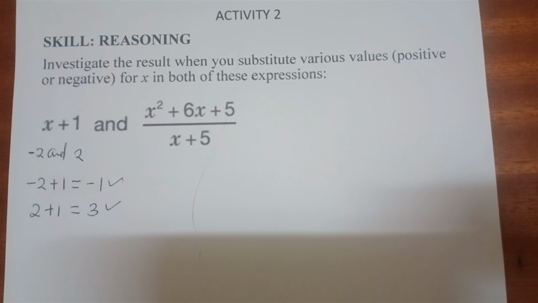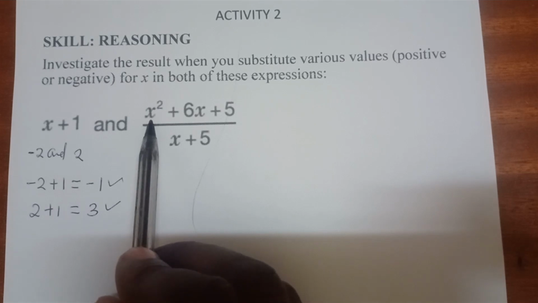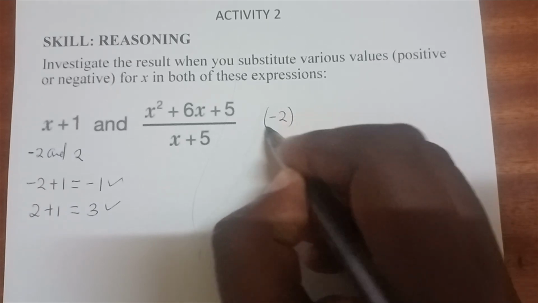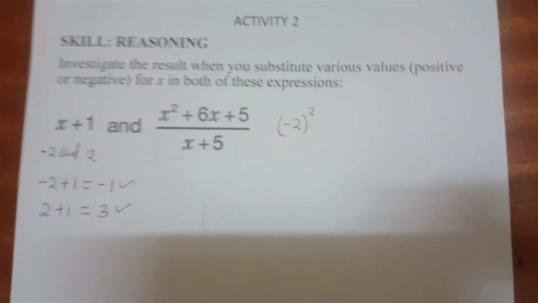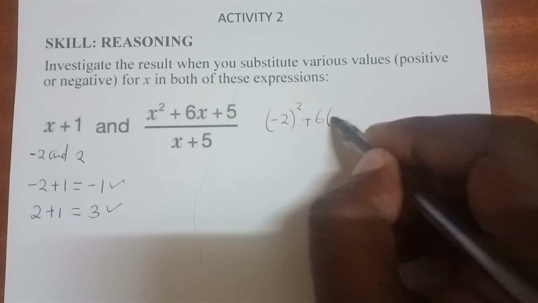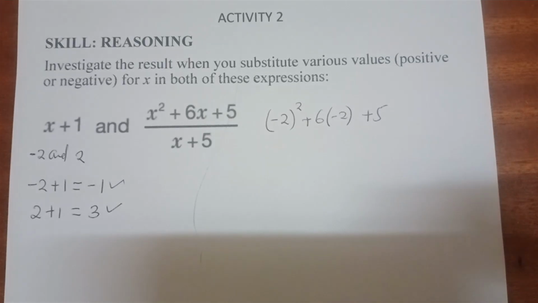Let us do the same for this bigger expression. First of all, start with -2 and then come back with +2 as the substitutions of the values of x. Let's start with -2. In this case, you realize that the first x here is squared, so it's the whole of -2, that is the value of x, which is squared, plus 6 multiplied by -2, that is the value of x, plus 5.